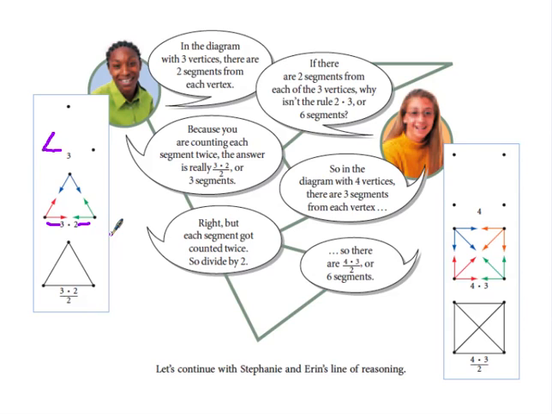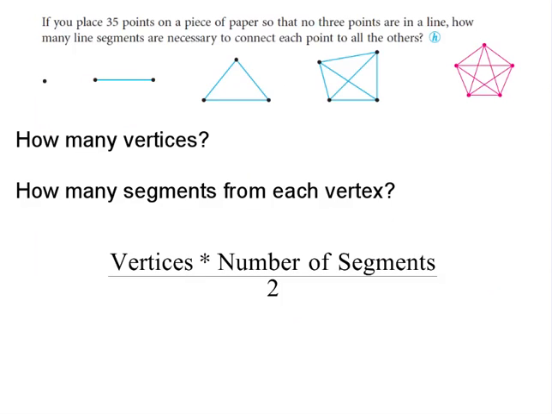Okay, so in the diagram with 4 vertices, there are 3 segments from each vertex. Right, but each segment got counted twice, so what do we do? Divide by 2. So really there are 4 times 3 divided by 2, or 6 segments. So with that same thought in mind, we're going to look at how you solve a problem.